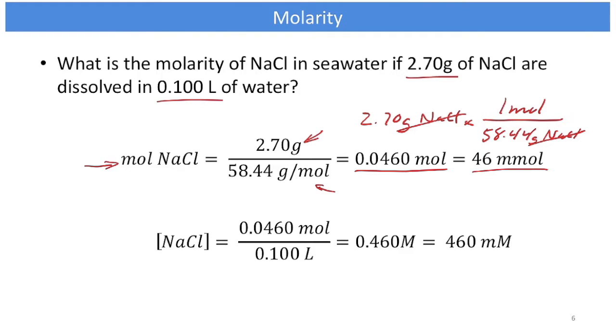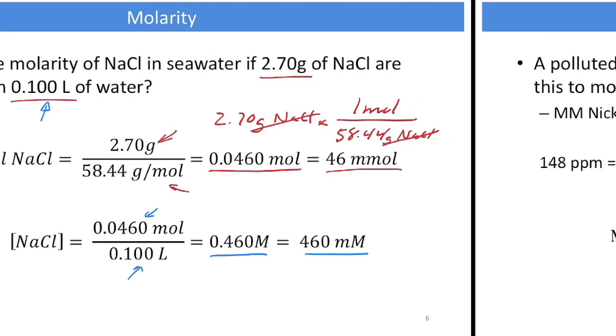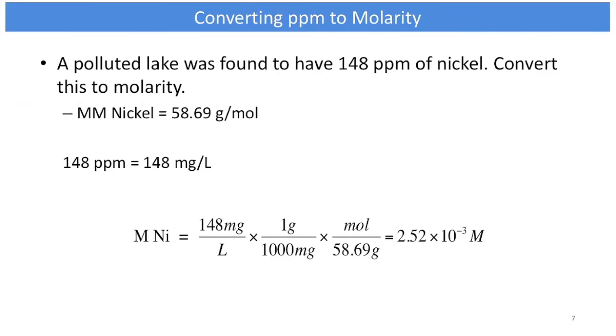Now we have moles. We're given the liters of solution, or the liters of water that we're going to be dissolving that in. So then we just take our moles divided by liters, and that gives us our molarity. We can write it as 0.460 molar or 460 millimolar. Either way is acceptable.